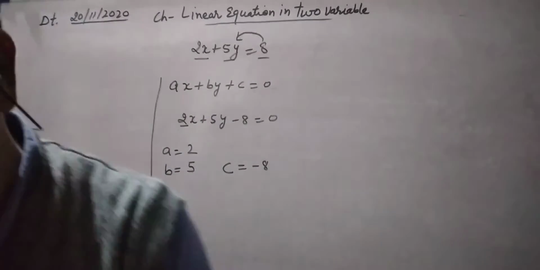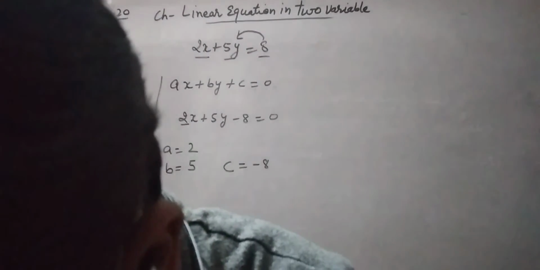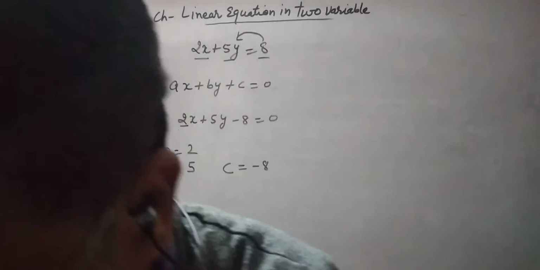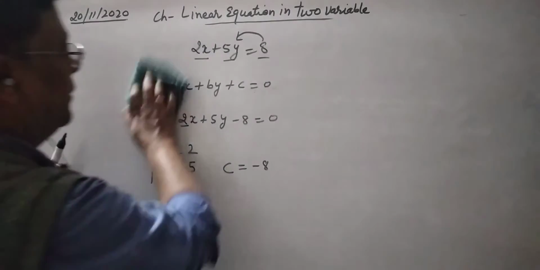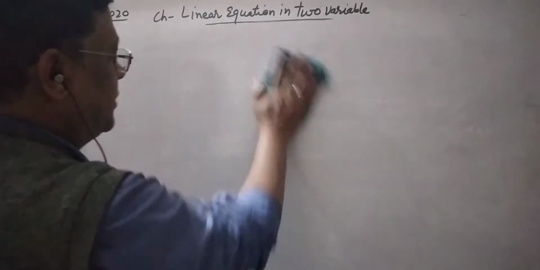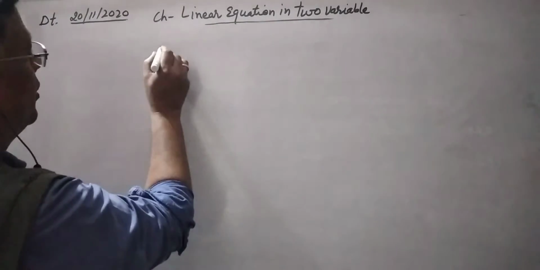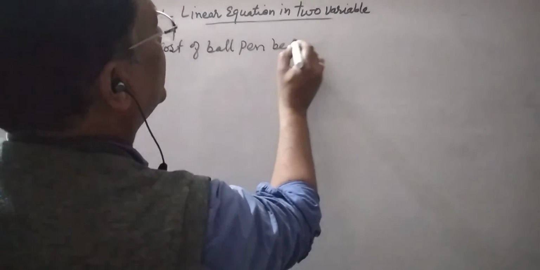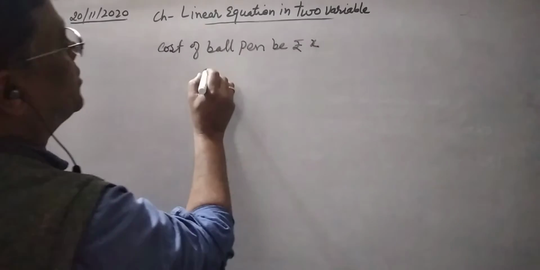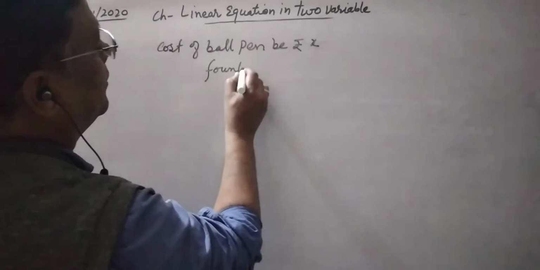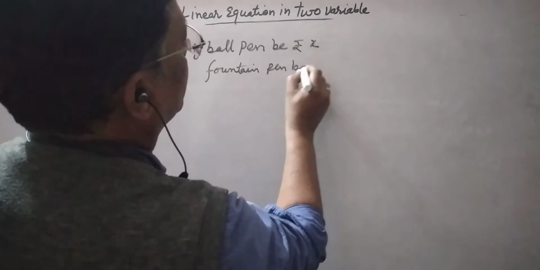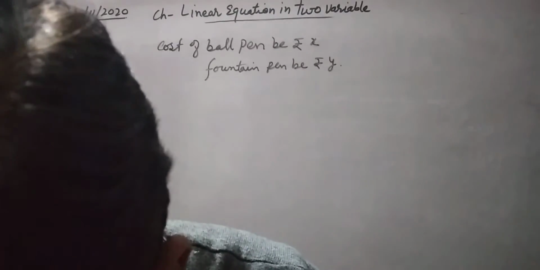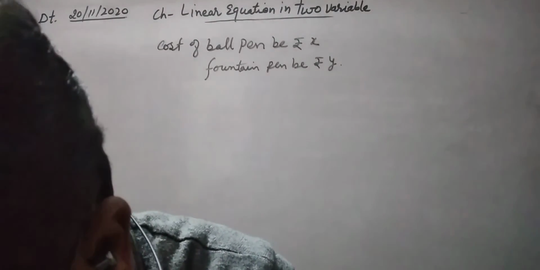Correct? Now take one more example. The cost of a ball pen is rupees 5 less than half the cost of a fountain pen. So we assume that the cost of the ball pen is rupees X, and the cost of the fountain pen is rupees Y. According to the question, the cost of the ball pen is rupees 5 less than half the cost of a fountain pen.